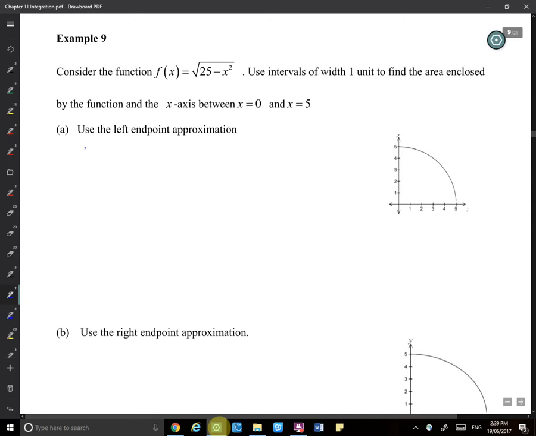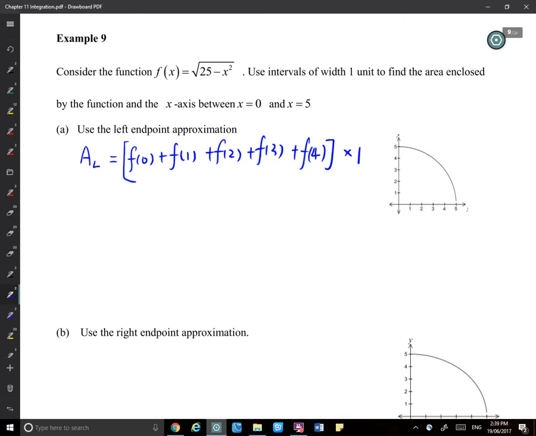Use left-hand side. Left-hand side will start from f(0), go for f(1), f(2), f(3), and f(4). You won't have f(5), and you times that by 1. You need to know what you're trying to do, because when we sketch the graph, the last point we use is the point before the right-hand side point, not the right-hand side point.